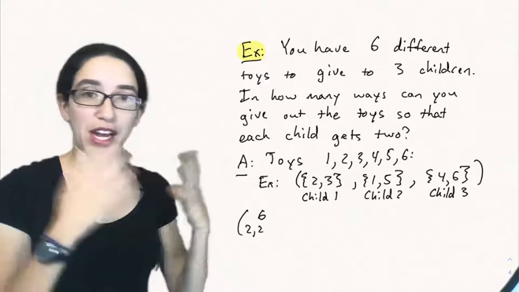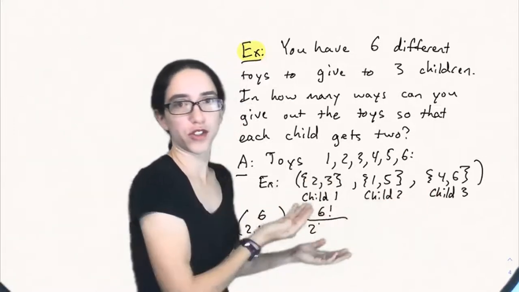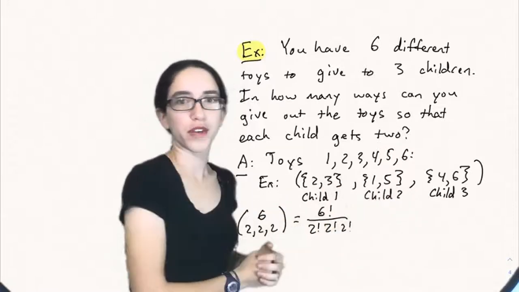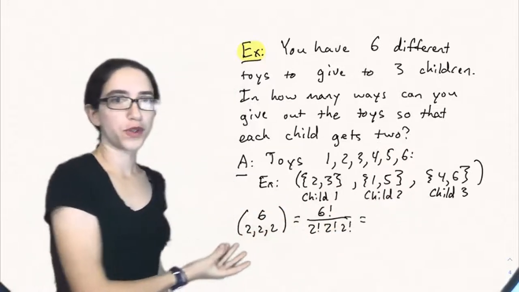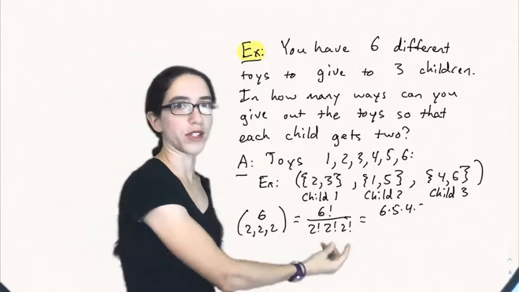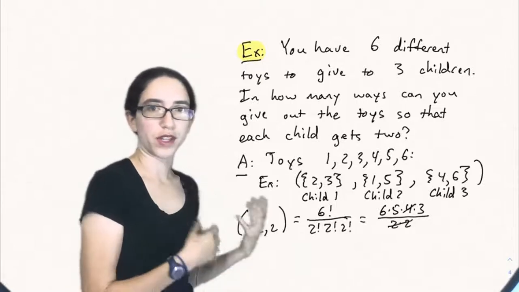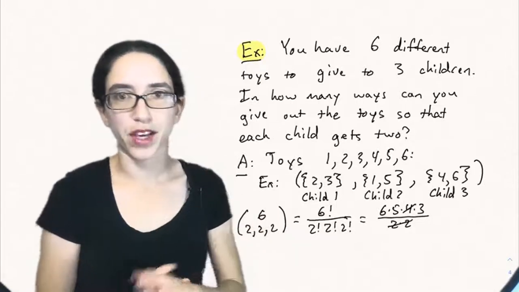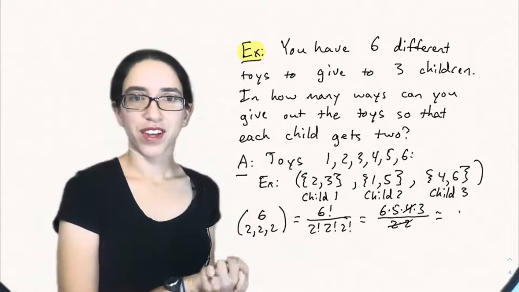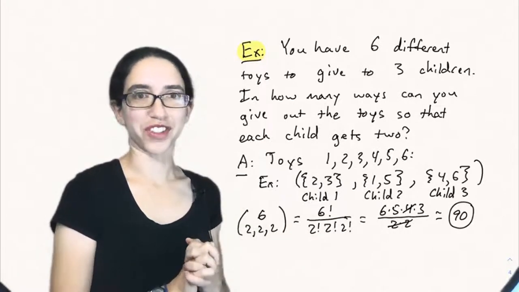And we have to count how many there are. Well, those correspond to the ordered set partitions because the children are all different, child 1, child 2, child 3. And so we could just do 6 choose 2, 2, 2. And that's 6 factorial over 2 factorial, 2 factorial, 2 factorial. And so let's cancel all these 2s, and we'll end up with 6 times 5 times 3, which is 90. So there are 90 ways of distributing these toys to these 3 children in a fair manner.